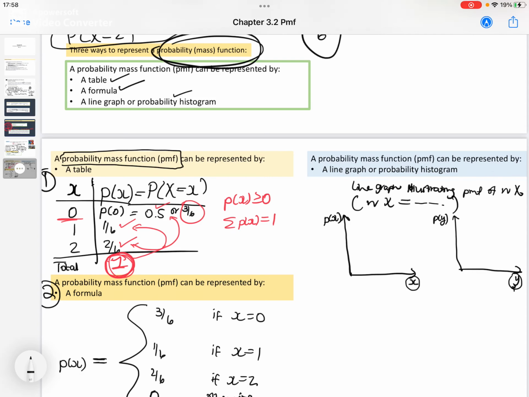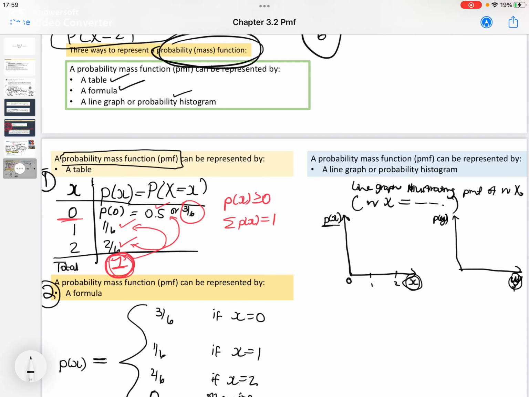So it depends on your random variable, okay? Either you have P(y) there, or if you have random variable W, you have P(w) and you have w on the x-axis as possible values. In this case, we will have a look at random variable X, so that's why I have x on my x-axis and P(x) labeled on my y-axis. Your graph will start at the origin or 0, and you have possible values 0, 1, and 2.